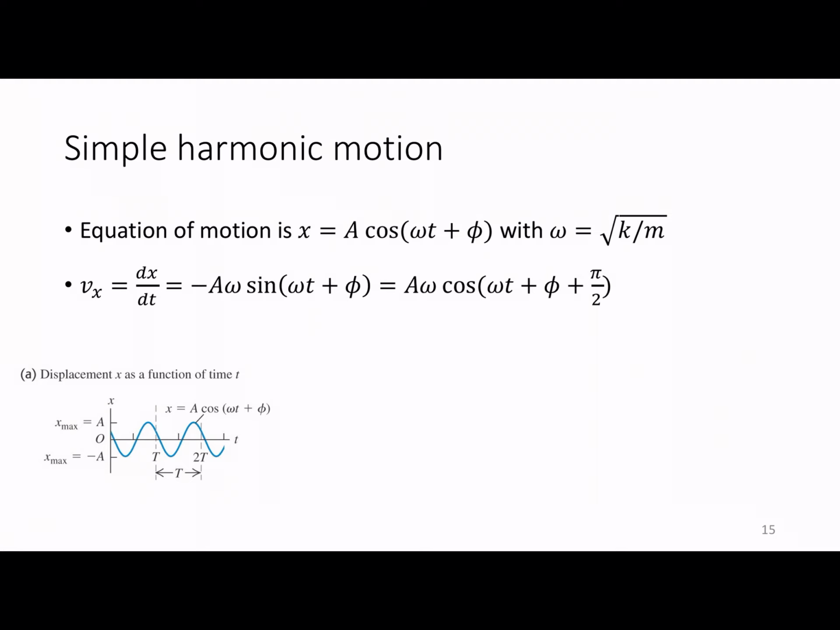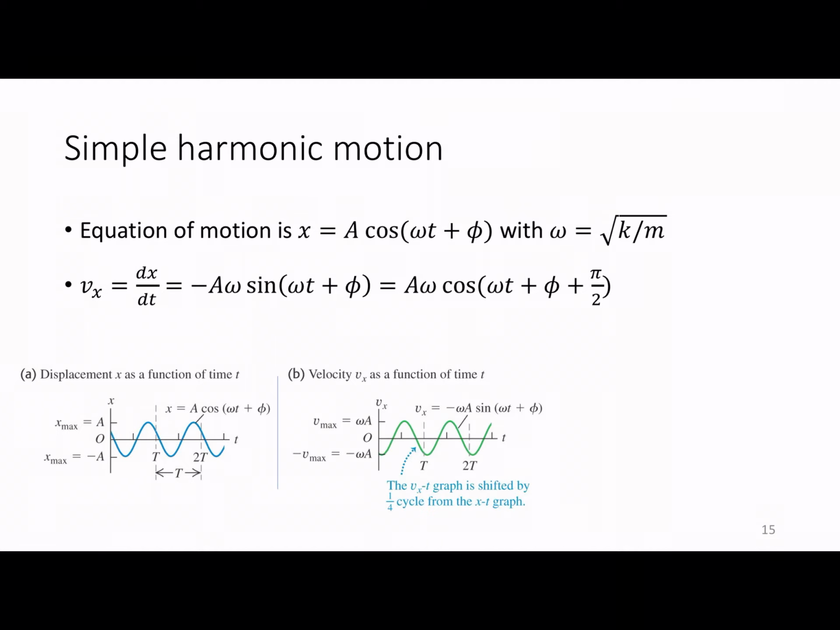For example, the velocity of the object, dx/dt, we solve for that. That's negative A omega sine(omega t plus phi). And if you really like, you can rearrange this as A omega times cosine(omega t plus phi plus pi over 2). You don't need to know that if you don't like, but it's just a little bit of a trick. So if you plot that out, it looks as follows. It looks very similar to the x graph.